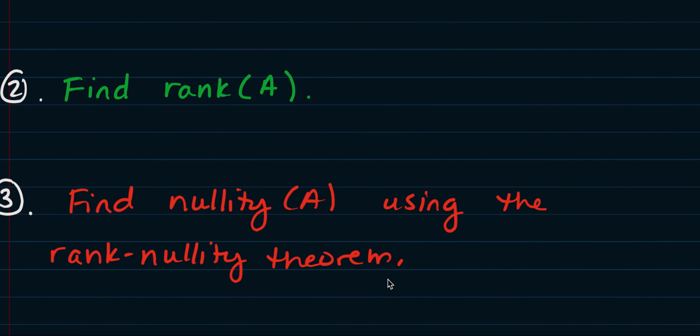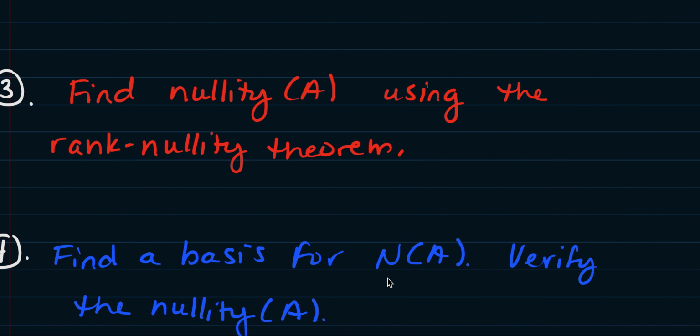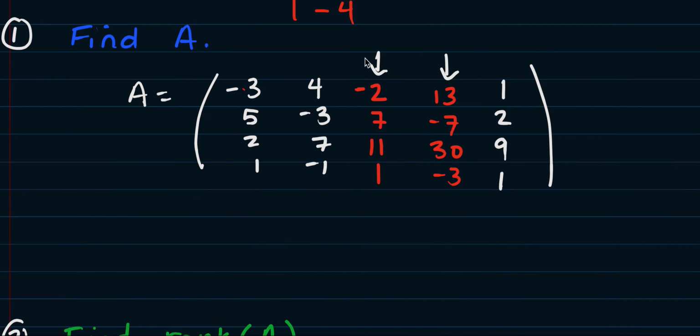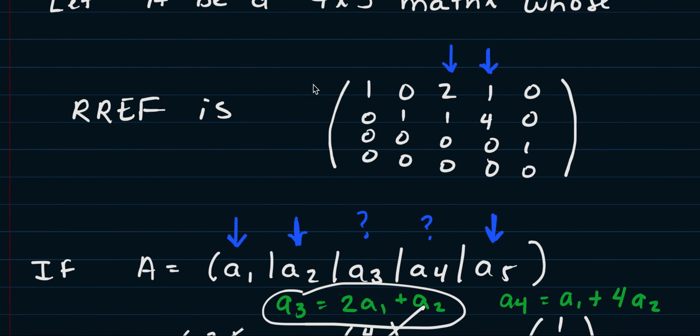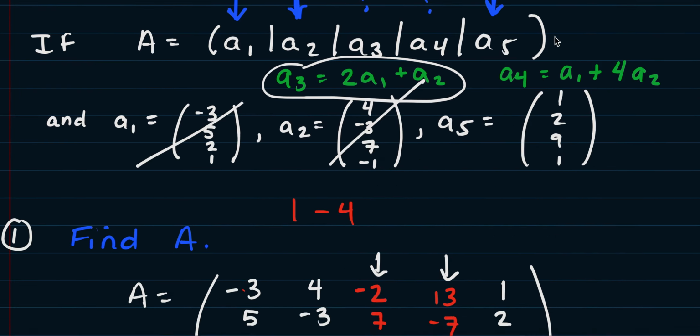For the remaining questions, we actually don't even need to use this matrix A because all of them can be found from the reduced row echelon form. So the rank of the matrix is the number of pivots. 1, 2, 3. The rank is 3.